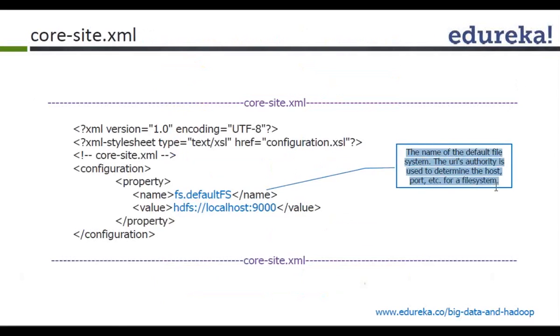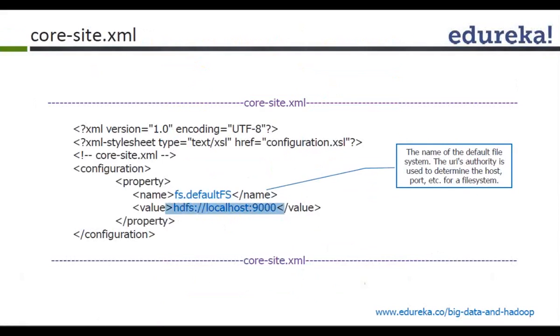You specify the IP address of your primary name node. There is a property called fs.defaultFS, and the value of that is hdfs:// followed by the IP address of your active name node, followed by the port number on which it is running. It will be running on port number 9000. Okay, so this is what it is.